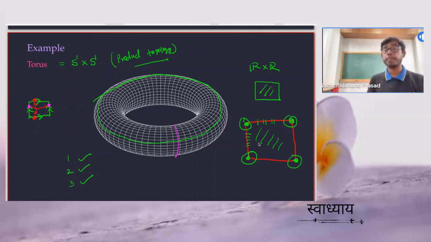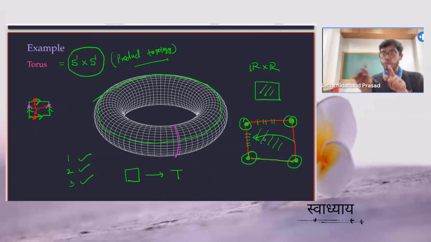Now, how do you define a map from this to the torus? The map is very clear because we have written the torus as a product of circles. So if you wrap this, I'll be getting one circle. If you wrap this, I'll be getting the other circle. So how do I define the map?